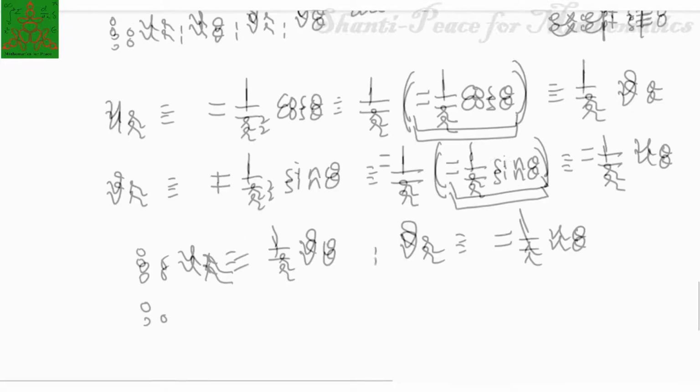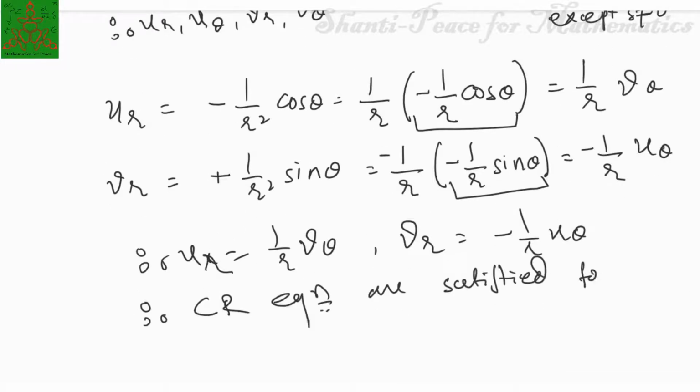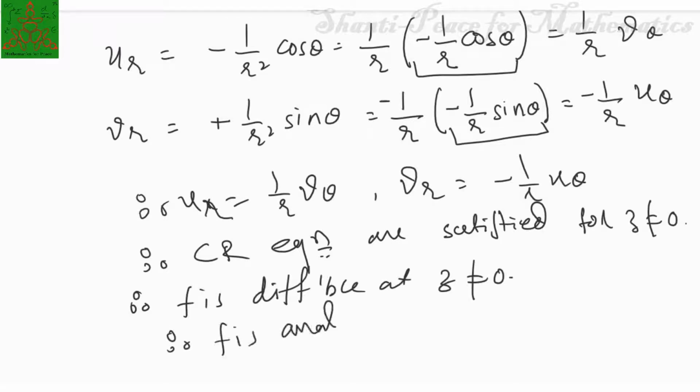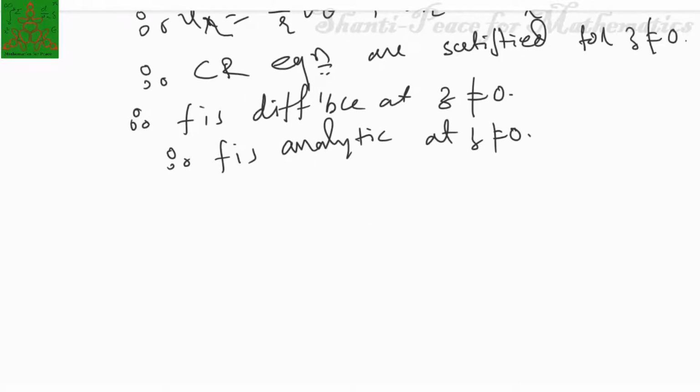We can say that CR equations are satisfied for all z not equal to 0. So therefore the first order partial derivatives exist and CR equations are satisfied for all non-zero z. We can say that f is differentiable at z not equal to 0, and hence f is analytic at z not equal to 0. So that completes the solution for this example also. Let's talk about the next example.